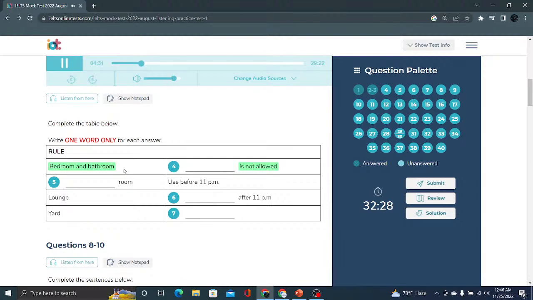There are some rules in Thomas House. Firstly, smoking is not allowed in both your bedroom and the bathroom.